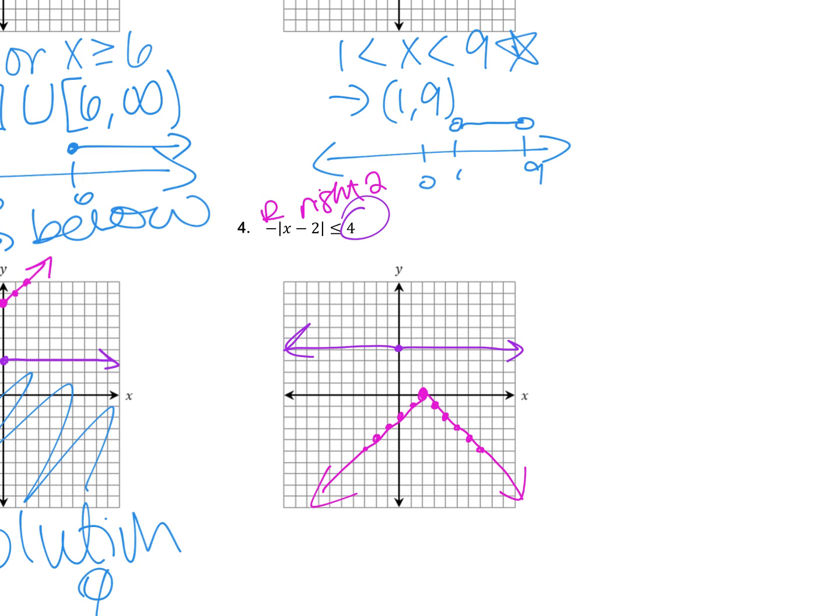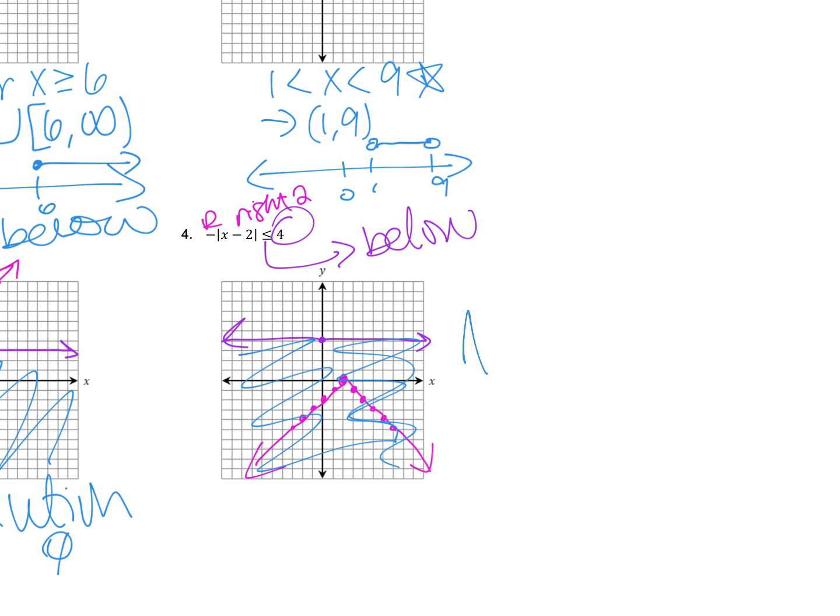Okay, so notice it says less than or equal. Read it from left to right. So less than or equal, you will be shading below that straight horizontal line. So when we shade below, notice it's the whole V. So if it's the whole V, that means that would be all real numbers, or you can use the symbol for that. Now let's pay attention to our inequality.